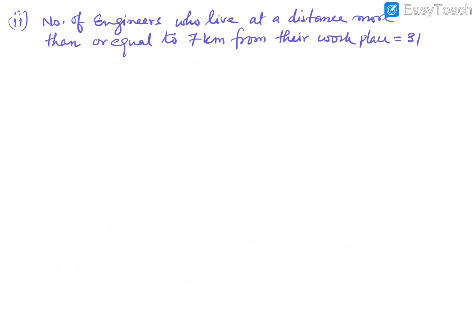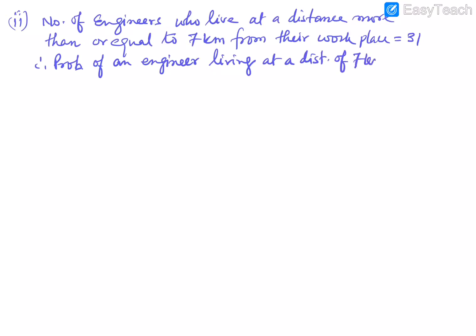In second part, number of engineers who live at a distance more than or equal to 7 kilometers from their workplace is 31 and therefore probability of an engineer chosen at random living at a distance of 7 kilometers or more will be equal to 31 upon 40.